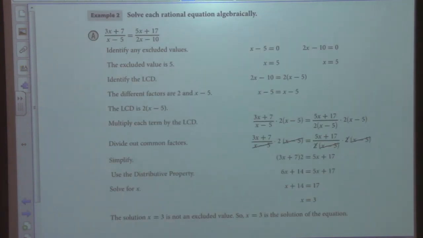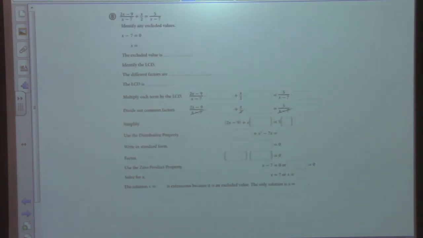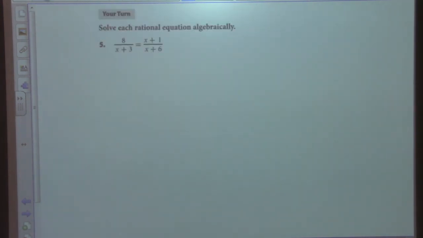Okay, solving equations algebraically. Now it shows how to solve them. It gives an example, so I'm just going to do this one thing here to solve this first one. Your turn. Solve each rational equation algebraically. We have 8 over x plus 3 equals x plus 1 over x plus 6. What's going to be our LCD for this? X plus 3 times x plus 6. That's going to be our least common denominator. So this is what we're going to multiply through by.